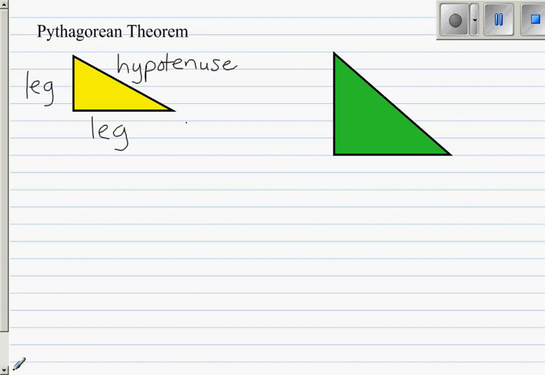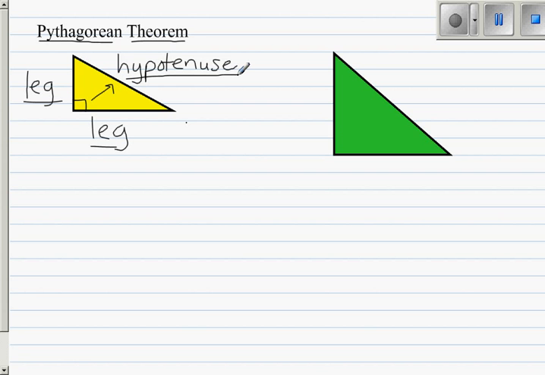We're going to talk about the Pythagorean Theorem. And to start off, we have to realize that it only works with a right triangle. And here we have a right triangle. We need to do some definitions. The legs are the two sides of the right triangle that make the right angle. And the side across from it, that's called the hypotenuse.